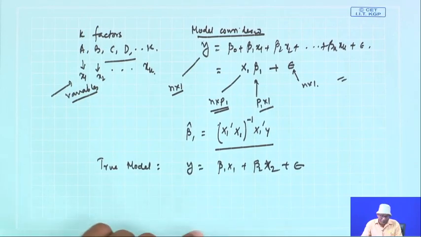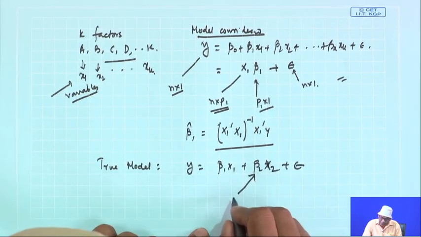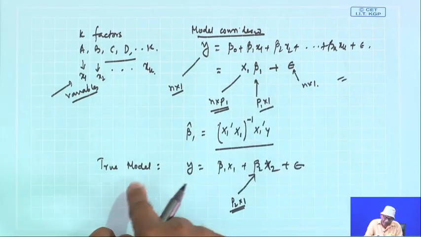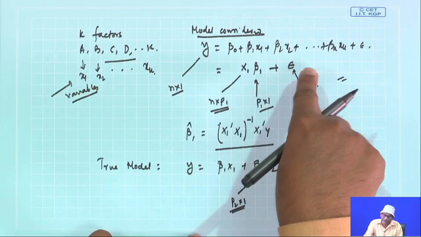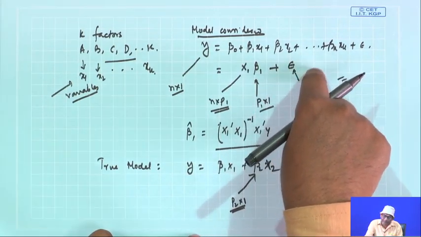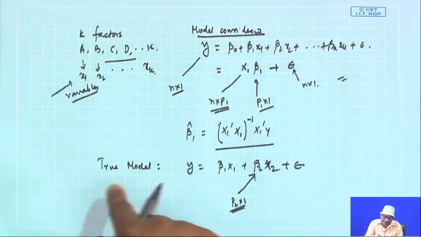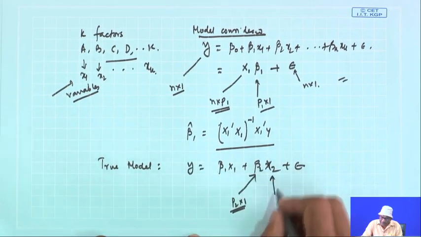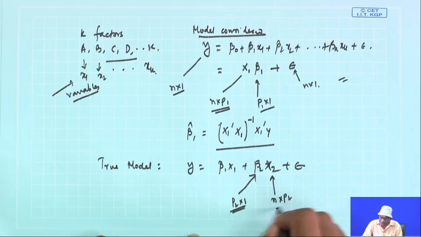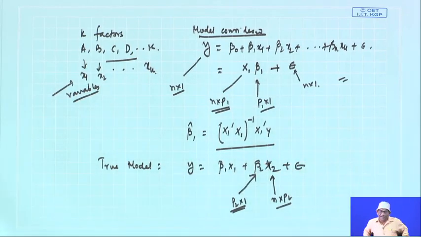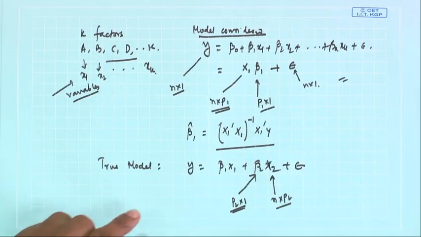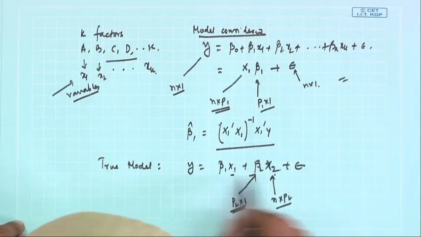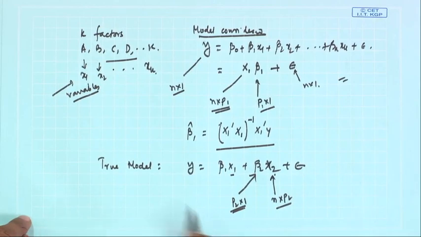Then what is your beta 2? This may be p 2 cross 1, the remaining effects not included in the model considered but present in the true model. And x 2 may be n cross p 2, the additional design matrix. So, x 1 and x 2 combine to form the full design matrix, but x 2 is the additional design matrix.